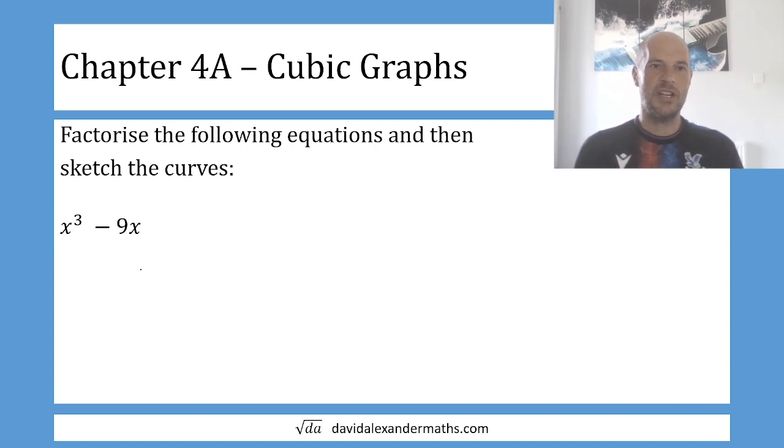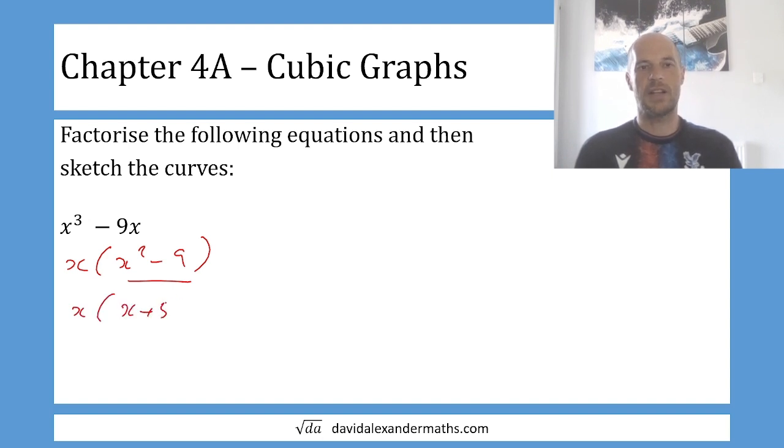Factorise the following equation and sketch the curve. Okay, so again I can take out an x, so that's going to be x, lots of x squared minus 9, and here this is the difference of two squares, so that's going to be x, x plus 3, x minus 3. So my solutions are 0, -3, and +3.